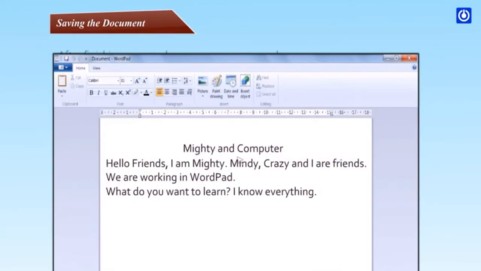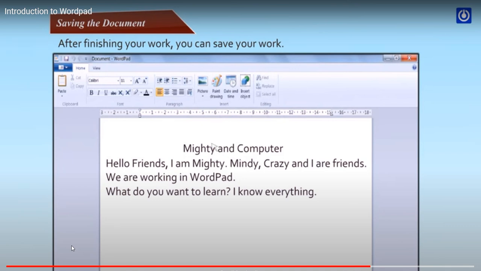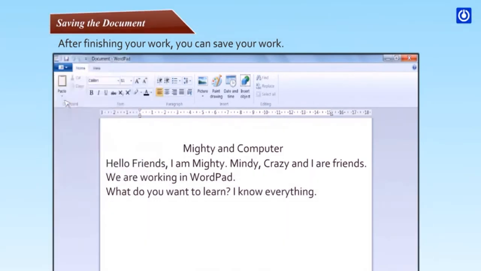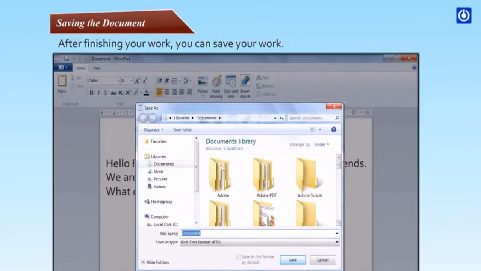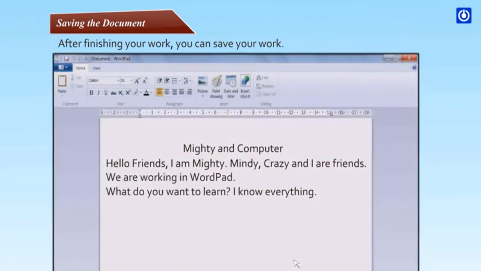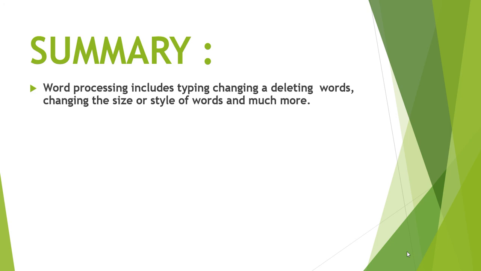Saving the document. After finishing your work, you can save your document. Step 1. Click the WordPad button, then click Save. The Save As dialog box appears. Step 2. In the Save As dialog box, click the location where you want to save the document. Step 3. In the File Name box, type a name for your document. Step 4. Click the Save button. Your file gets saved at the desired location. HOTS. What would happen if you click the Cancel button in the Save As dialog box? Did you understand the video?